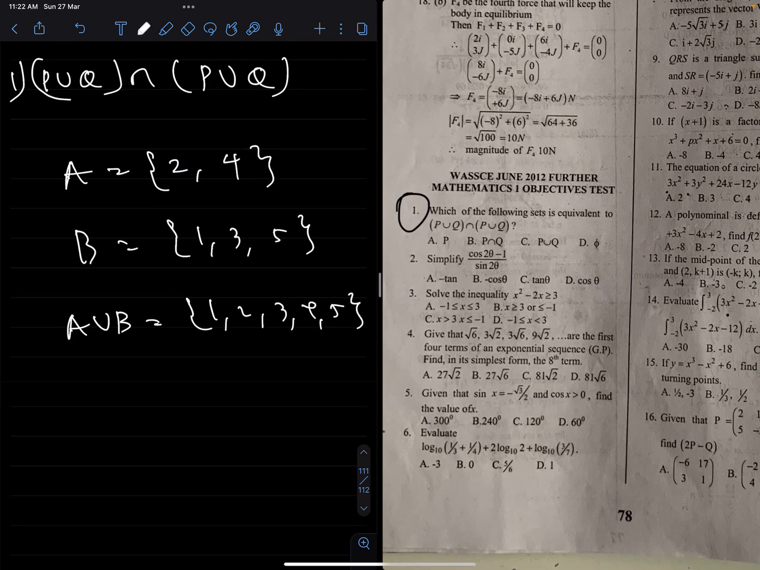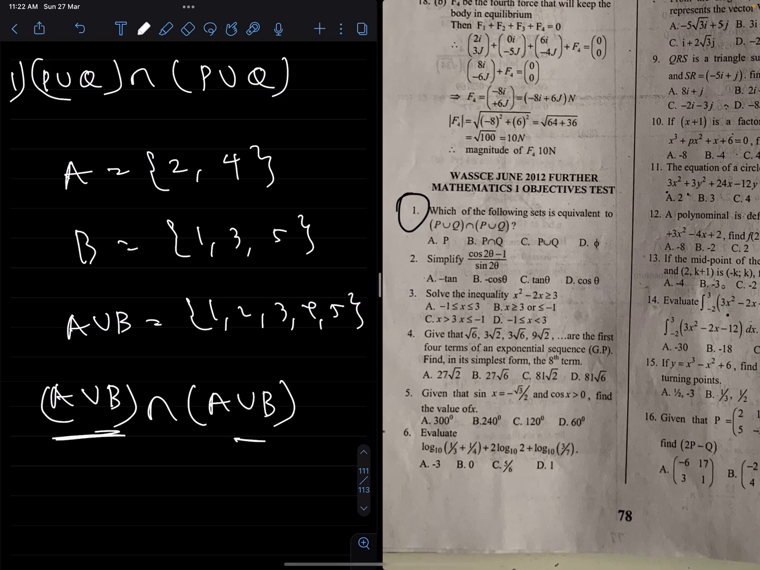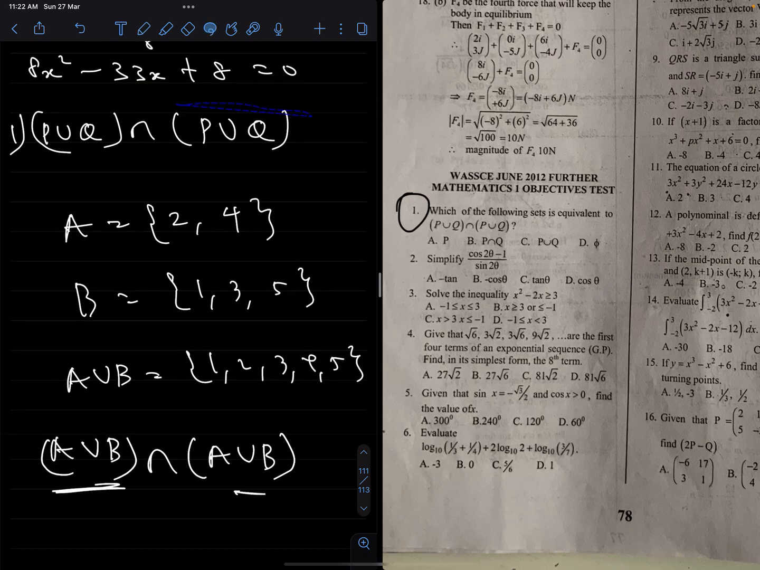Now, they're asking us to find the intersection between A union B and A union B. So what's common to these two sets? It is that set itself. Is A union B still common to them? Do you understand? Yeah, that's supposed to be A union B, because they are the same. So what is common to them can only be A union B.